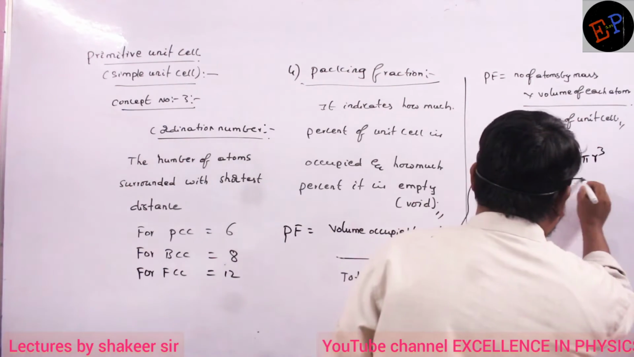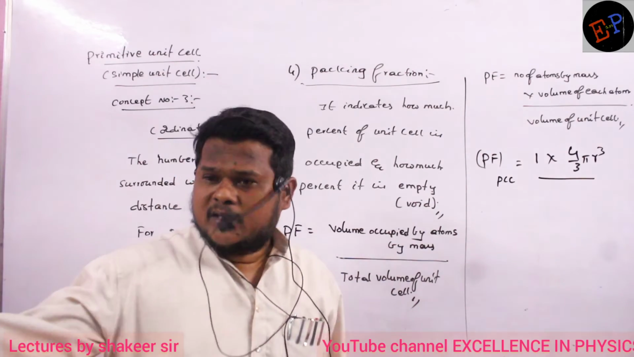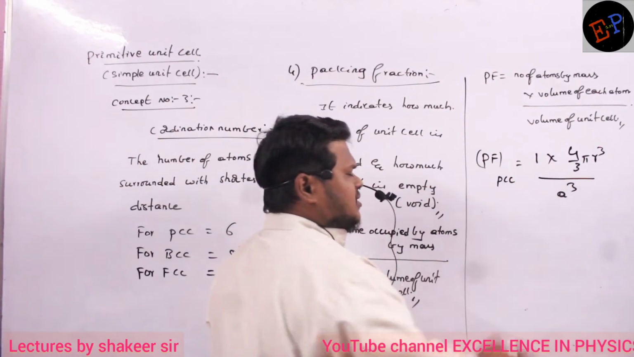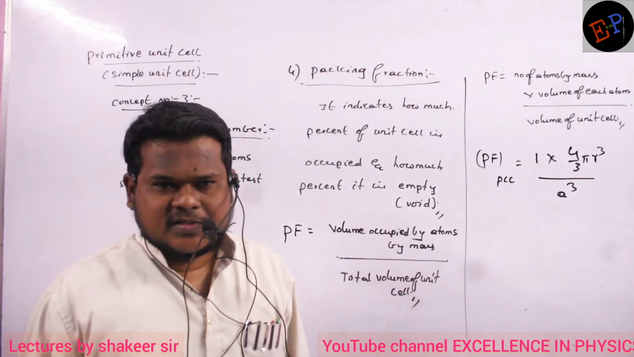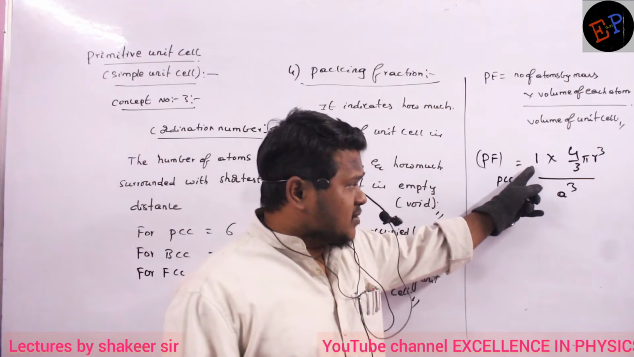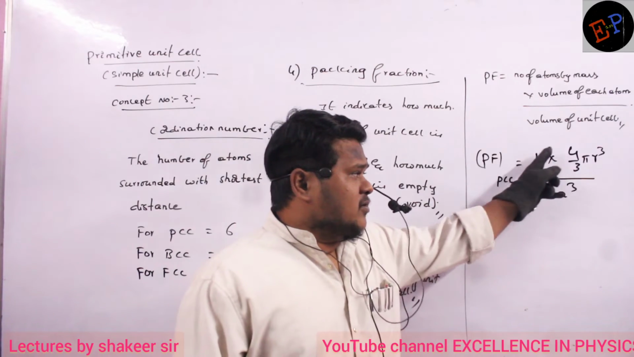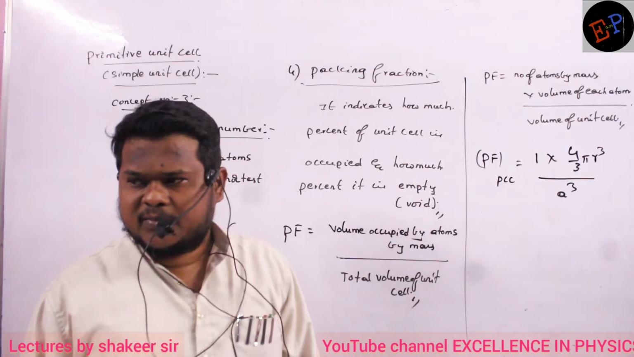Now, what is the volume of a unit cell? A cube. The volume of a unit cell is that of a cube. If you do this calculation, you will get the packing fraction. The primitive unit cell covers one atom finally, so one atom's volume divided by the volume of the unit cell.